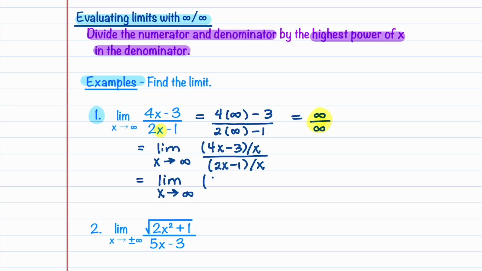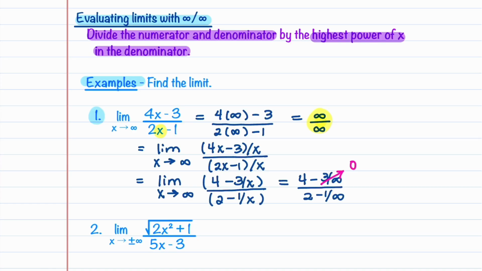4x divided by x is just 4, and then we have a minus 3 over x. And in the denominator, we have 2x divided by x, so that's just going to be 2 minus 1 over x. Now we can go ahead and plug in that x is approaching infinity. So this is 4 minus 3 divided by infinity, all divided by 2 minus 1 over infinity. This term is going to go to 0, and this term is going to go to 0. So we're left with 4 divided by 2, which is 2. So 2 is the value of our limit.